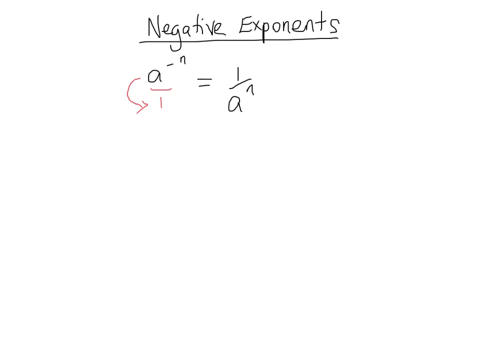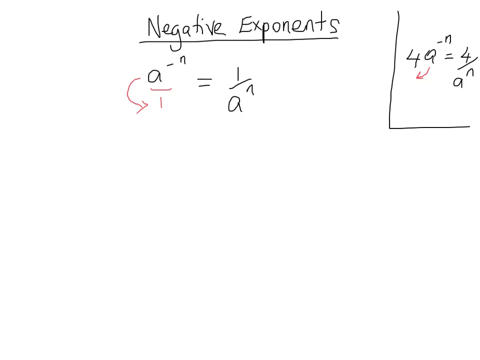Let's look at another one before we see why it works. If I had, for example, 4 a to the n to the negative n, that would be equal to, and we're only moving the number with the exponent down, 4 over a to the n. But why does this work? If you want to see why it works, I'll show you a quick explanation here.